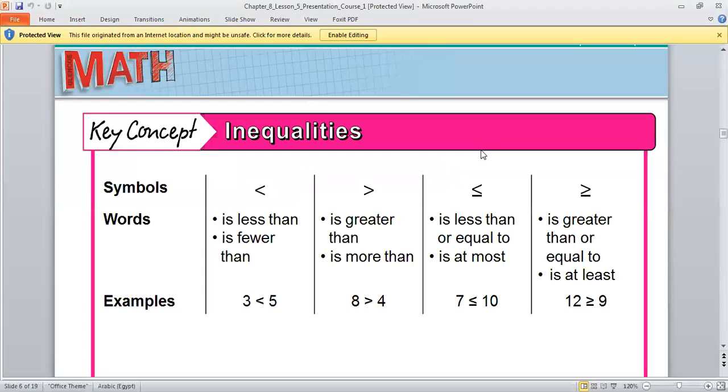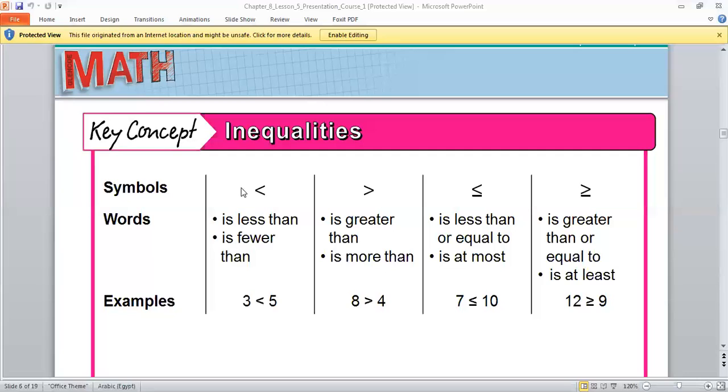Look with me at this slide because this is the most important slide in this lesson. Here it gives me a symbol, the word, and the example. This symbol we can read as is less than. So if I see this mark, my friend, I read it as is less than or fewer than. I can read it by two methods, but I think the first one is better.